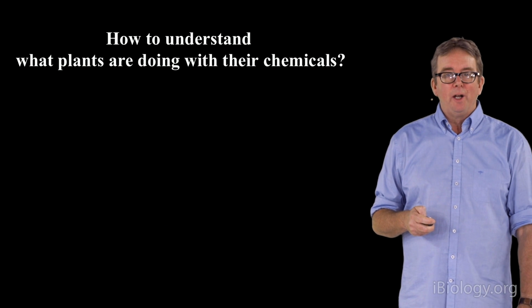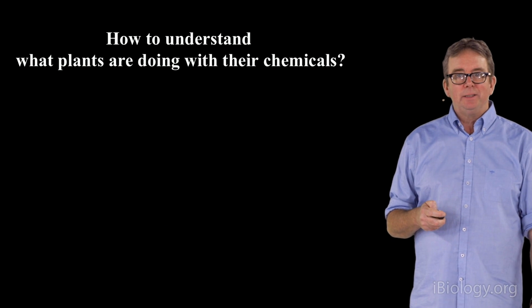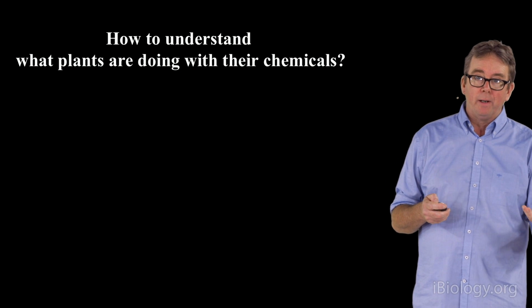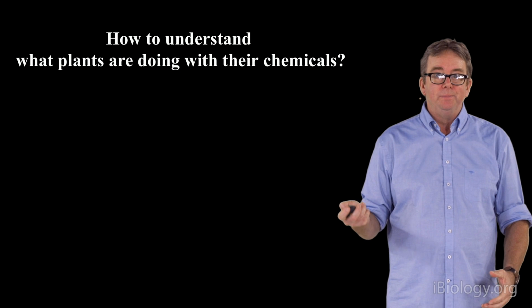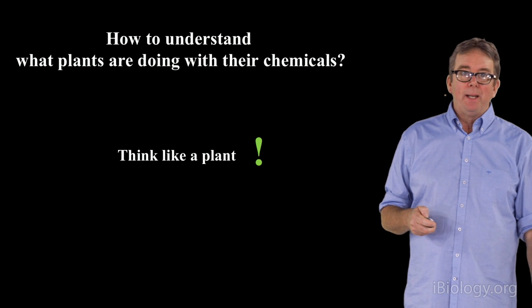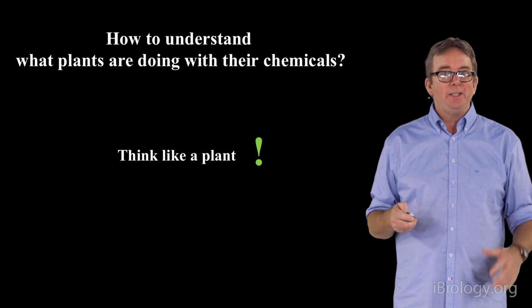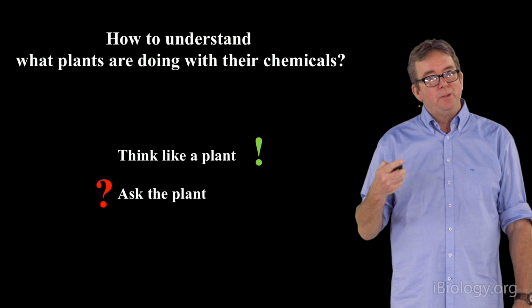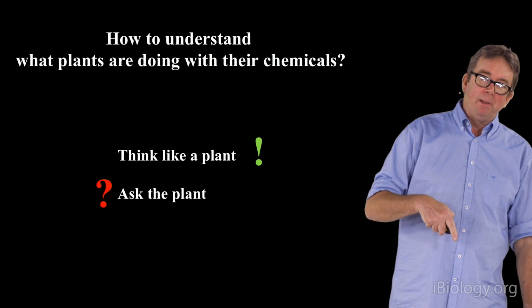Now, the hard part is how to understand what plants are doing with all these wonderful chemicals. One thing is you can know what they are. The next question is, what do they do? Well, the way to think about how to understand that is that you have to start thinking like a plant. In order to think like a plant, you've got to be able to ask the plant what it's doing with those chemicals. And the best way to ask the plant is first do something with yourself, and that is to think like a plant, to phytomorphize yourself.